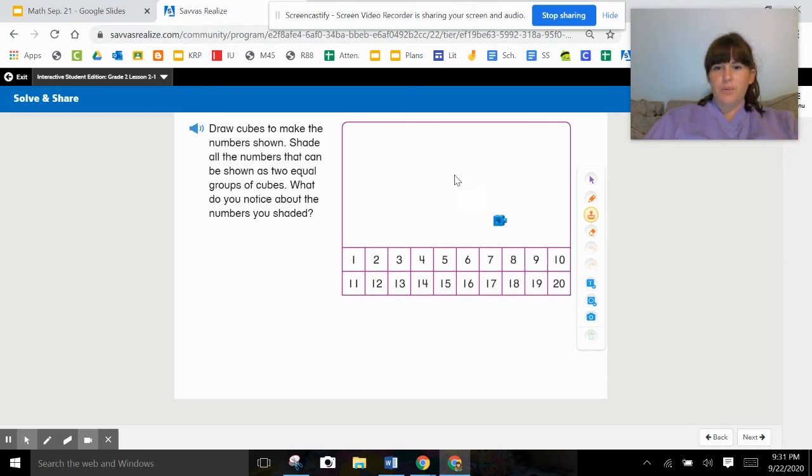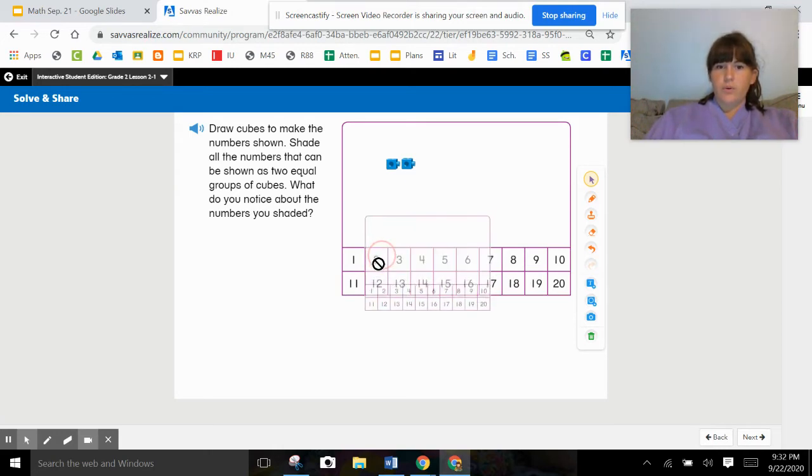I like the blue. I'm always going for the blue. So we can show the number 1. Then we can show the number 2. So basically what it's saying is that you can show 2 equal groups of cubes. So this number is 2 right here. Is this two equal groups? Is this group that has 1 in it the same as this group right here? Yeah, this group has 1 and this group has 1, so they're equal.